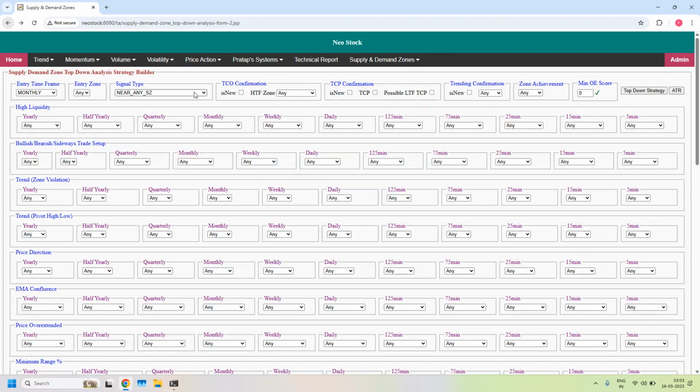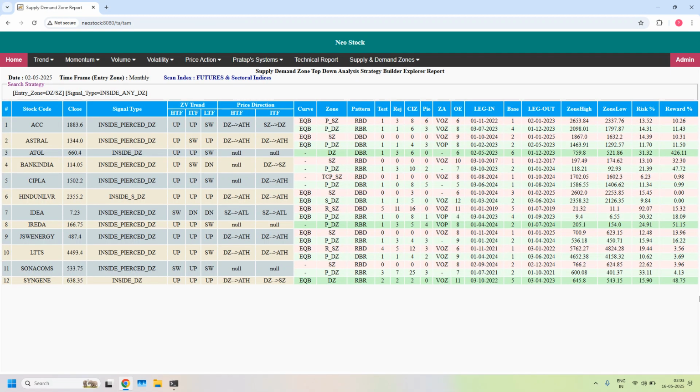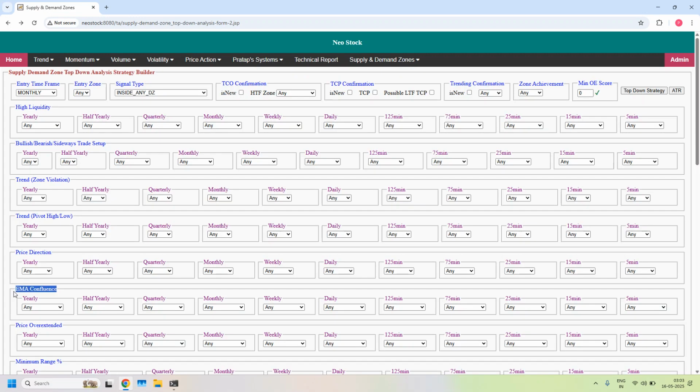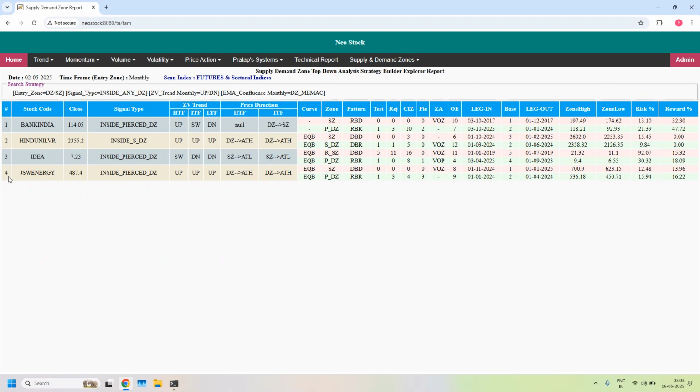Next, price closed inside the monthly demand zone. We got 12 stocks. We can further filter this list based on EMA Confluence. At monthly time frame, monthly demand zone having monthly EMA, and also the trend on the monthly should not be sideways. It can be up or down. We got 4 stocks.